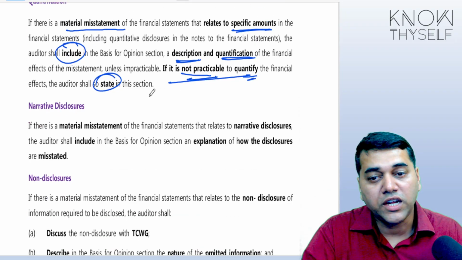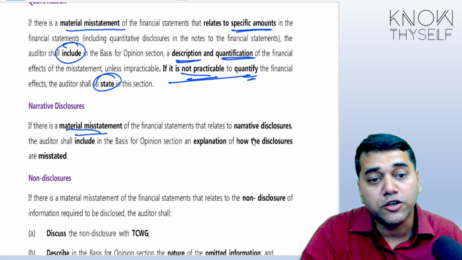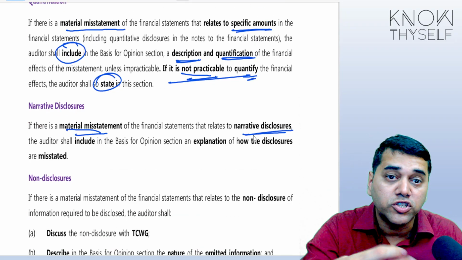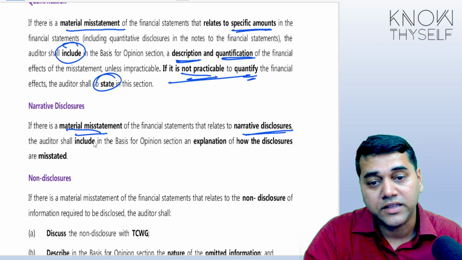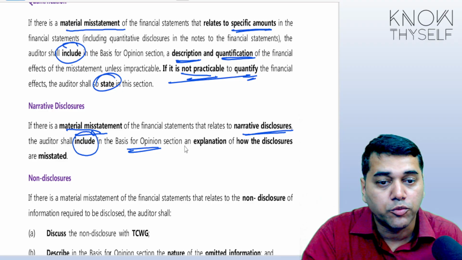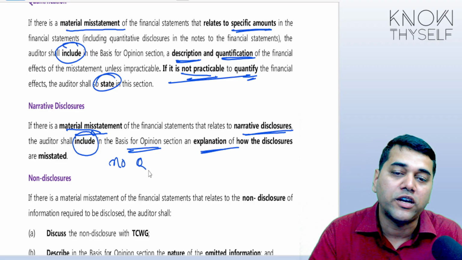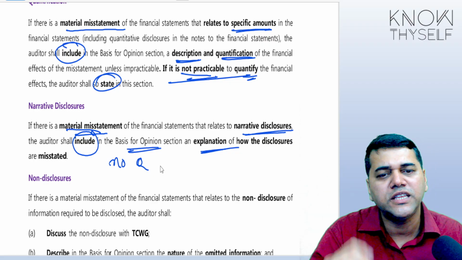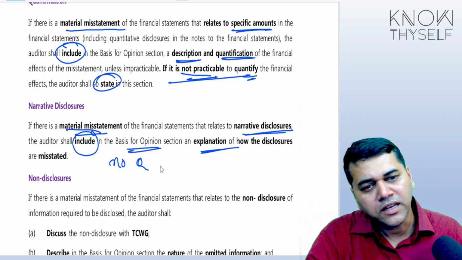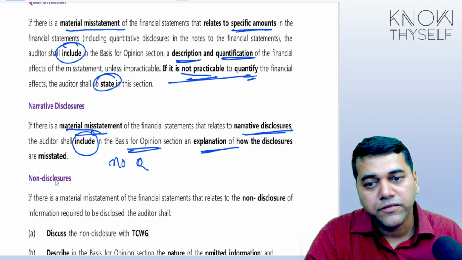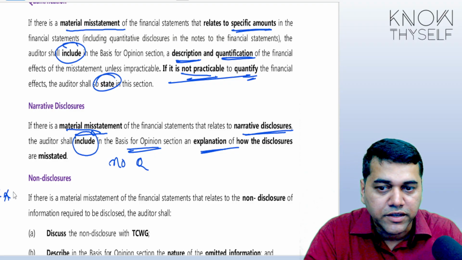Next, what if the material misstatement is related to narrative disclosures? That means only disclosures they have made a mistake in. Then you should include in the basis for qualified opinion an explanation as to how the disclosures are misstated, and there is no quantification involved. Some disclosures only they have made wrong. Then you correct that. But one very important question comes, please mark it very important.